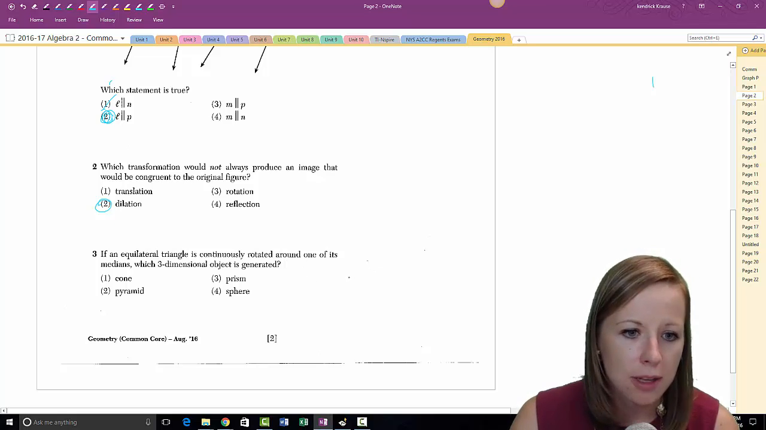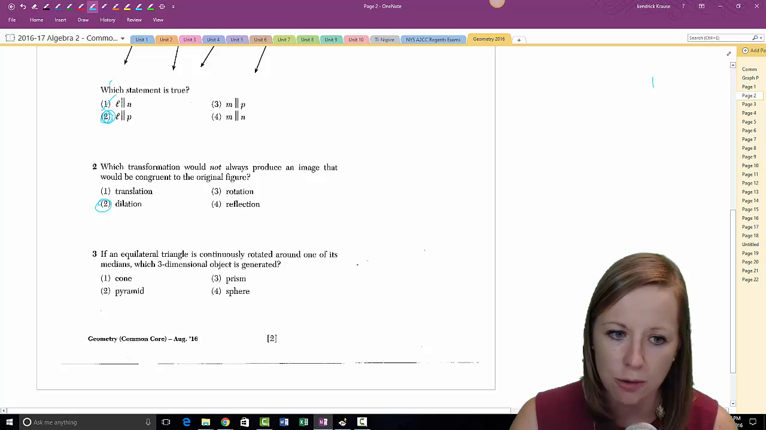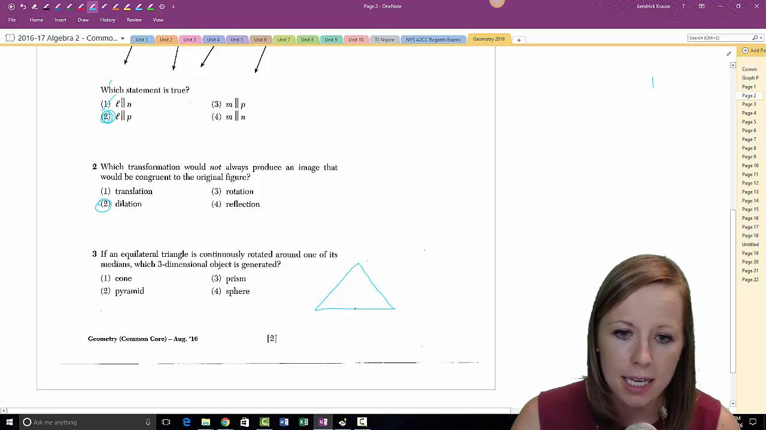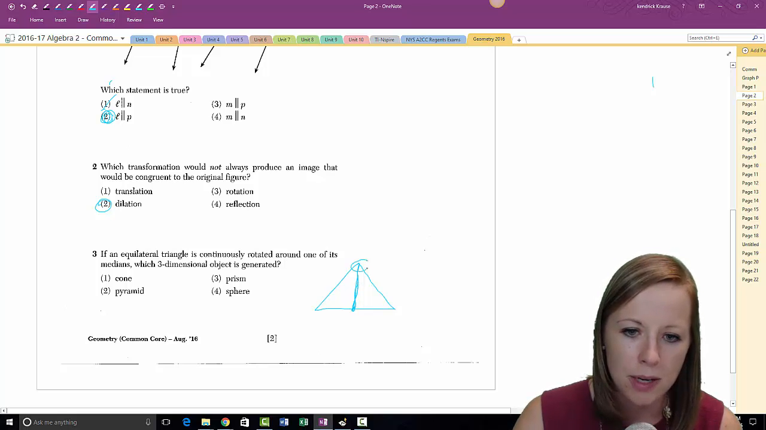Number 3, if an equilateral triangle is continuously rotated around one of its medians, which three-dimensional object is generated? So first of all, let me just draw you a little equilateral triangle and a little median. A median goes through the middle of the side. And so the median here would connect very straightly, as you can see there in my beautiful drawing. You're welcome. And it's going to spin around that line, okay?